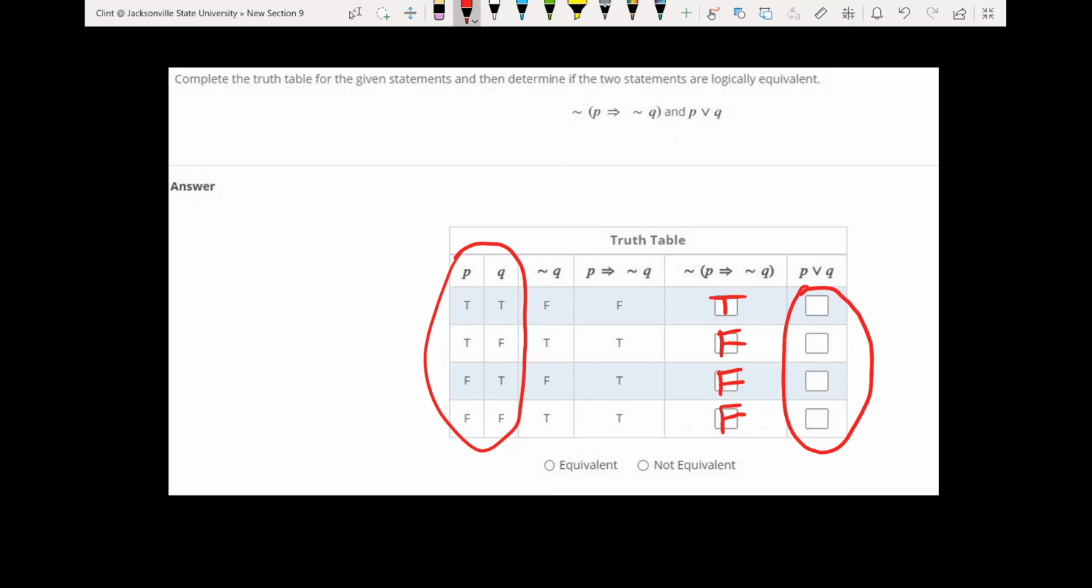Okay, so let's look. We've got true, true. So that's true. We've got true, false. So one of those is true, so it's true. Then we've got false, true. One of those is true, so it's true. And then on the last one, false, false. So if they're both false, the OR statement is going to be false.